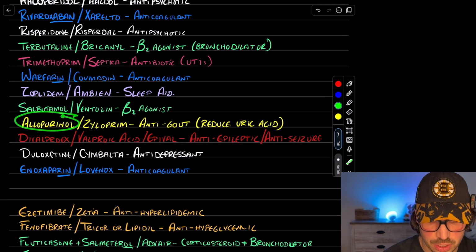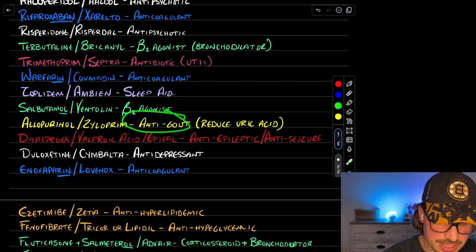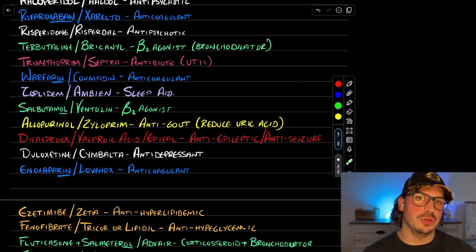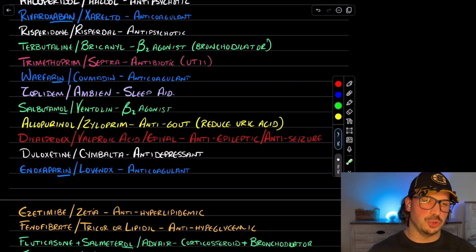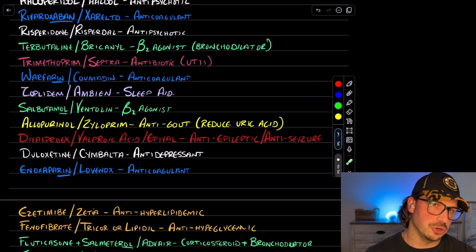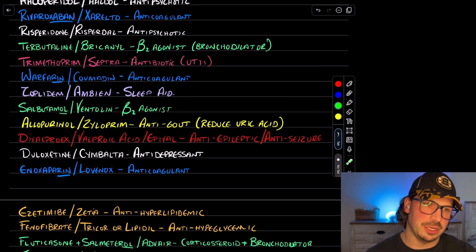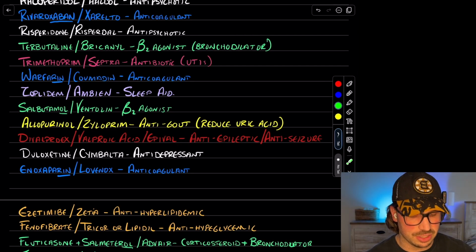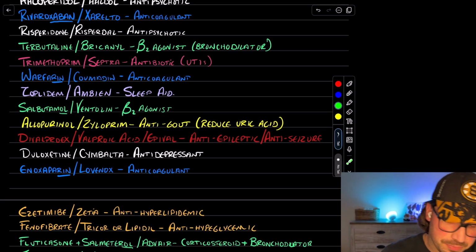So allopurinol, it's used for anti-gout. Gout is a buildup of uric acid in the body. They get sore joints. They get kind of a yellowish tint to the skin. Uric acid is basically what's in your urine. So if you imagine that gets built up in your skin, you get a little bit of that jaundice look, that glow.